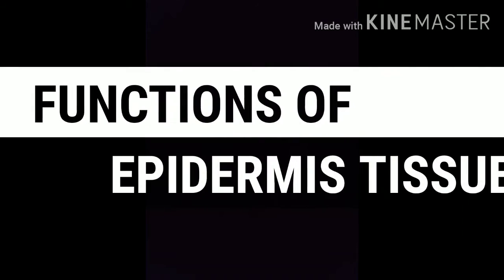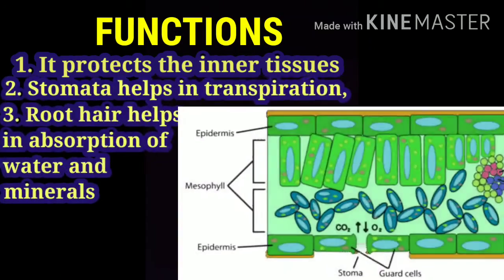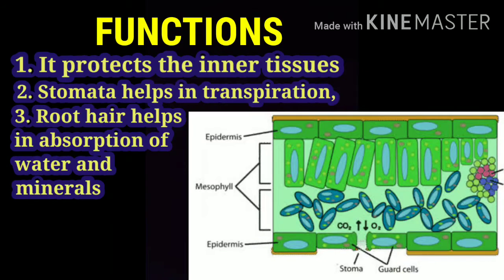Next, we will see the functions of this tissue. First one, epidermis protects the inner tissues. Second, stomata helps in transpiration. Root hairs help in absorption of water and minerals.